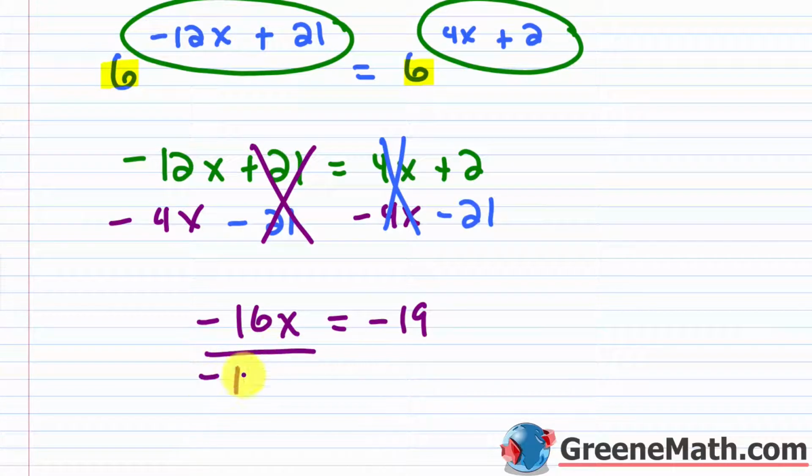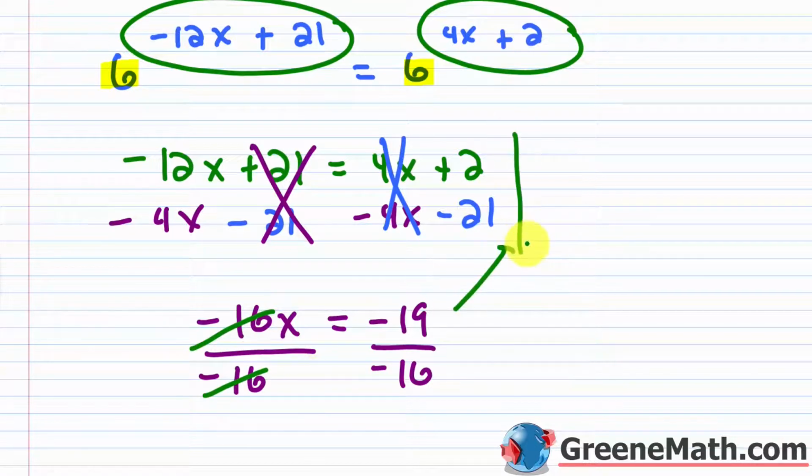To finish this up, let's divide both sides by negative 16. And let's just go ahead and cancel this out. And I'll just write this up here, that x is equal to negative 19 over negative 16. That's just going to be 19 over 16, right? 19 is a prime number, so nothing you can really do to simplify there, unless you want to write it as a decimal. Okay, let's look at the next one.